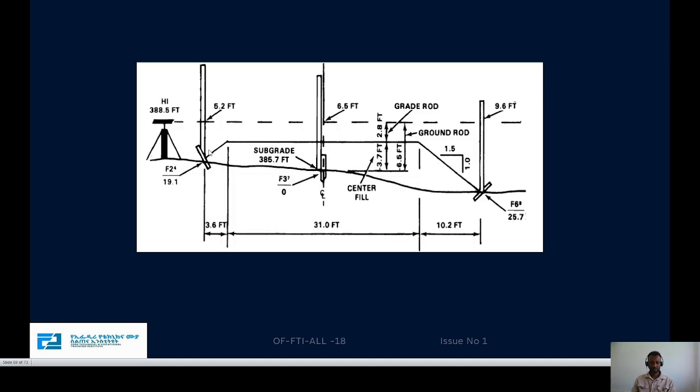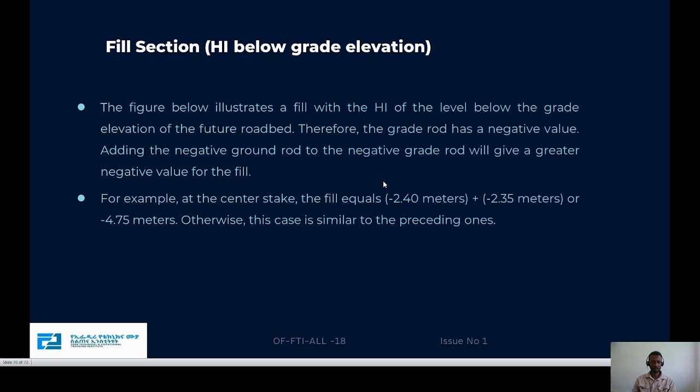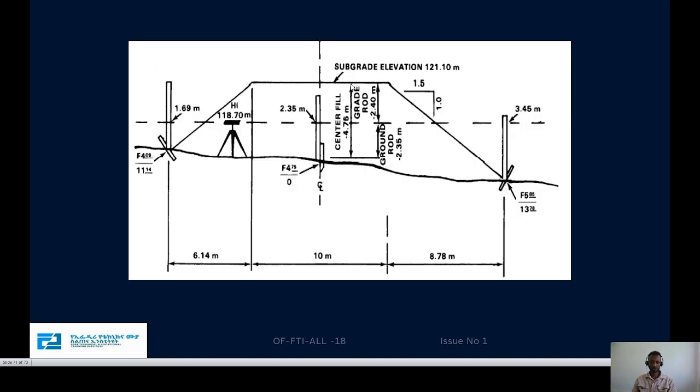So this one is the subgrade, and the height of instrument will be this one. In these cases, the cross sections will be from the origin, above the origin of the ground. The fill section is also where the height of instrument is below the ground elevation. So this one, we have seen the height of instrument is below the subgrade elevation.